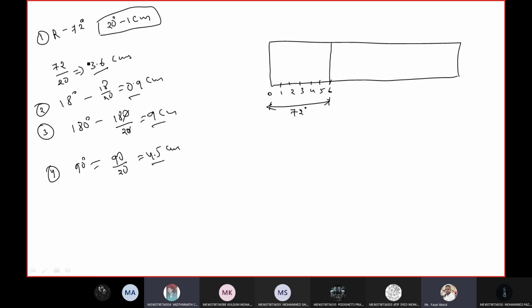Length here, see, measure the length here. 3.6, from here to here, 3.6.